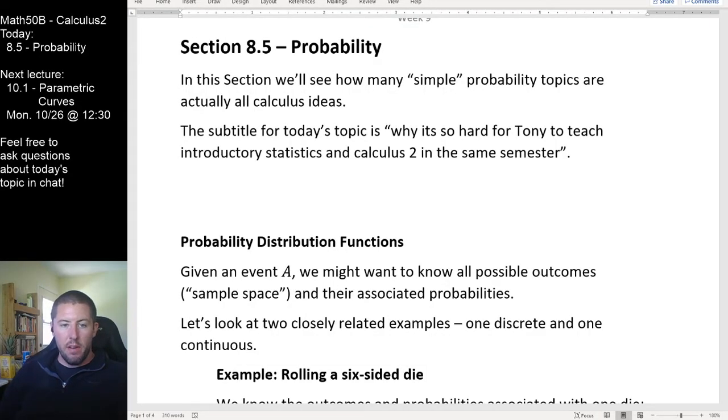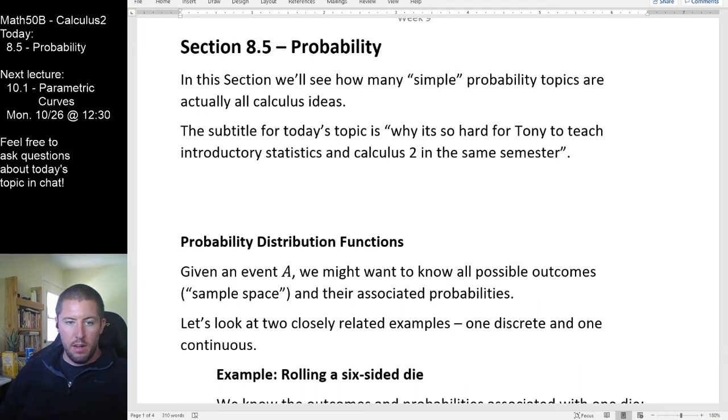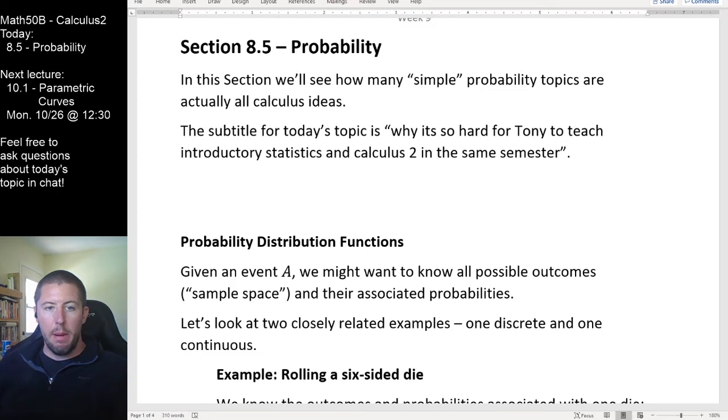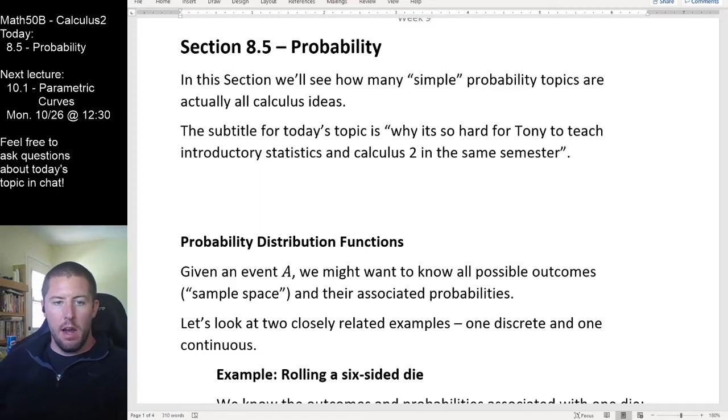All right, how's it going, everybody? We are here on Wednesday of week 9. We're going to talk a little bit about probability here today.